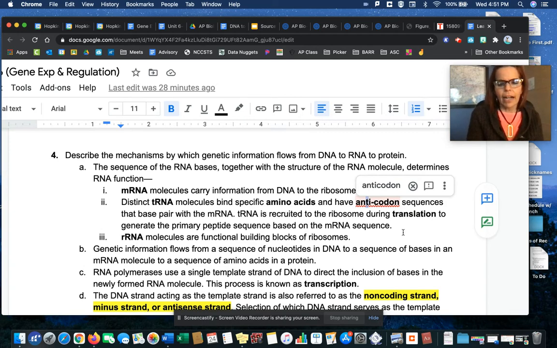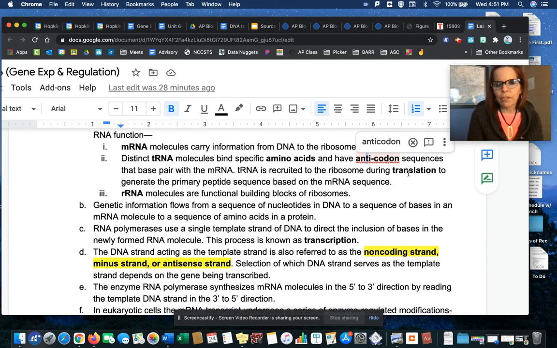All right, tRNA is recruited to the ribosome during translation. Remember the difference between the words transcription and translation. I hate those words too. So transcription is making RNA. Translation is making the protein. Does that help? No idea.